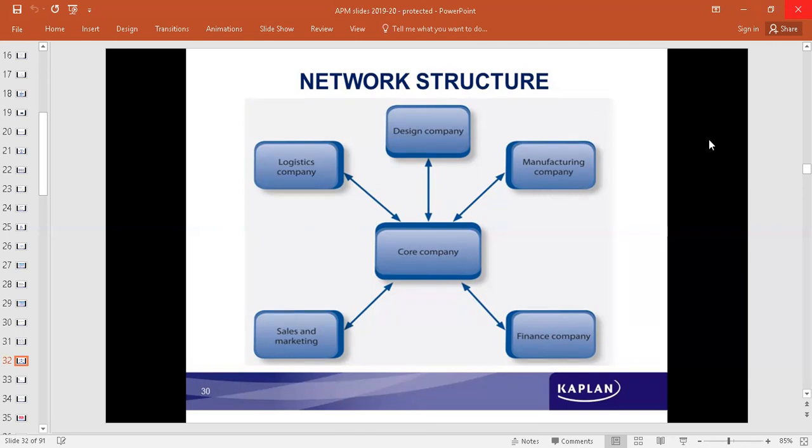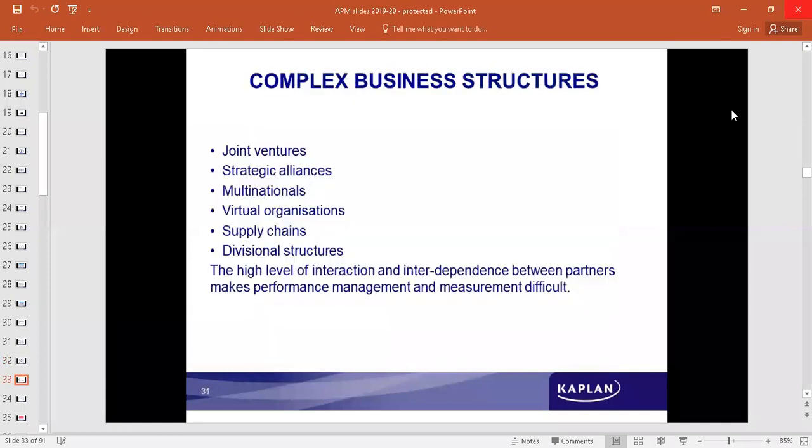We see finance companies. Then we have sales and marketing companies. Finance companies provide finance, and sales and marketing will take the finished goods to the customers. So have an idea, or knowledge, about the different types of companies and, conceptually, the role of each type of company. Then understand the complex business structures.